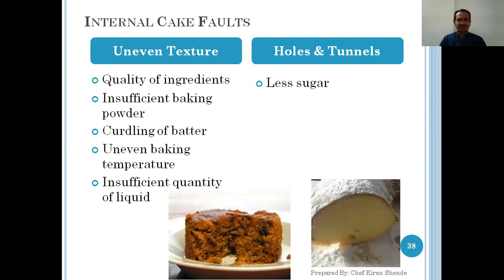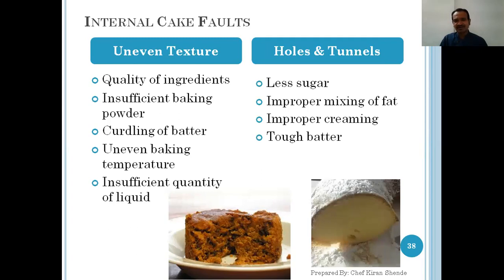And the next fault is very common, that is holes or tunnels which are formed in the cake. So how are these tunnels formed? If you have less sugar, if you have improper fat or improper creaming, if you have a very stiff batter, or if you must have added more amount of leavening agent in the batter. So these are the probable reasons.